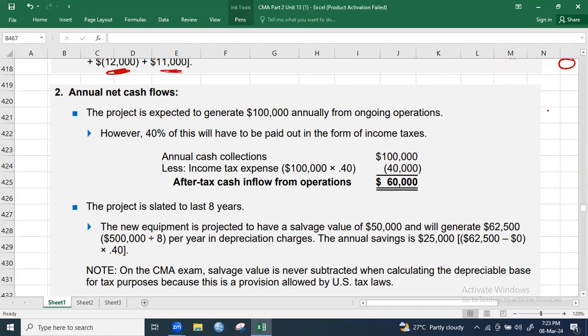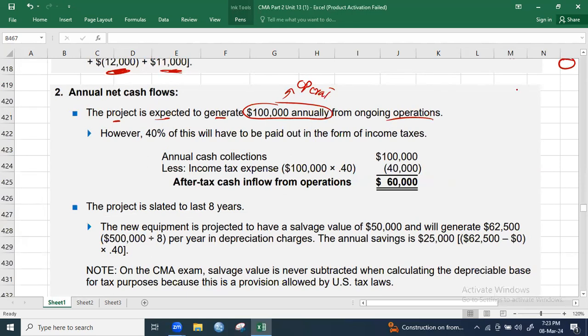Okay. For example, they told you here a project is expected, with the same investment which we invested initially. So it's the same project. For example, it is expected to generate $100,000 annually. Annual means this is operational cash flows from ongoing operations, 100,000 annually.